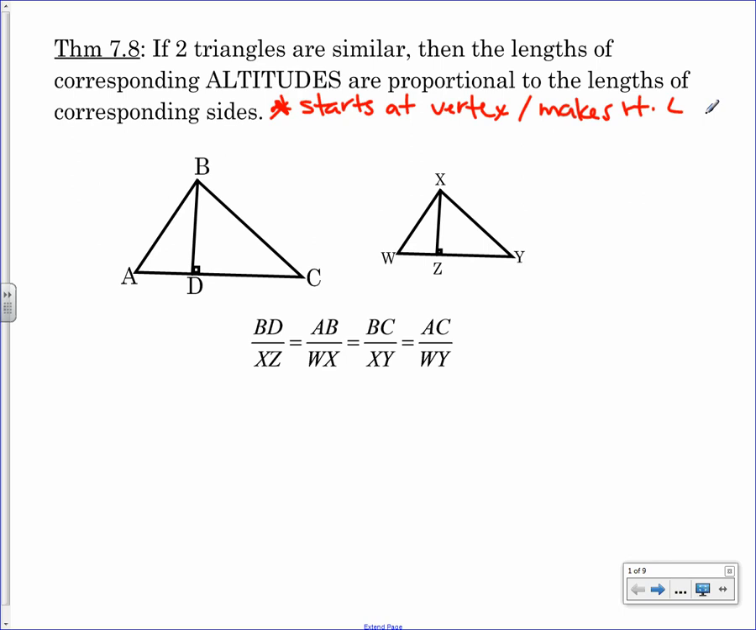People forget which ones have to start at the vertex and which ones don't. So if it starts at the vertex, going to the opposite side of a triangle, making a right angle, it's an altitude.